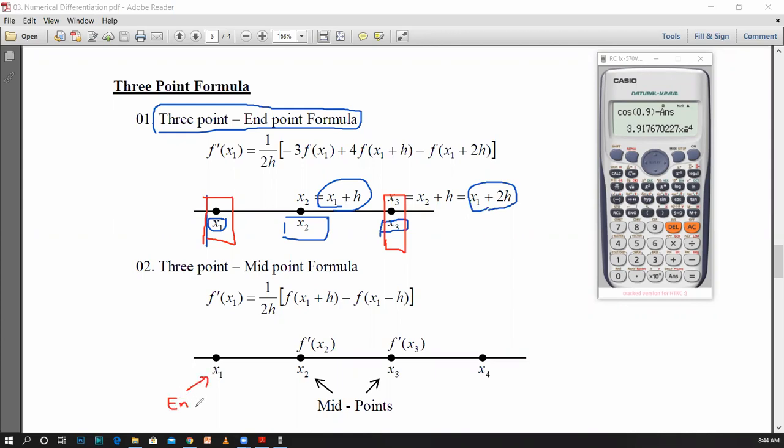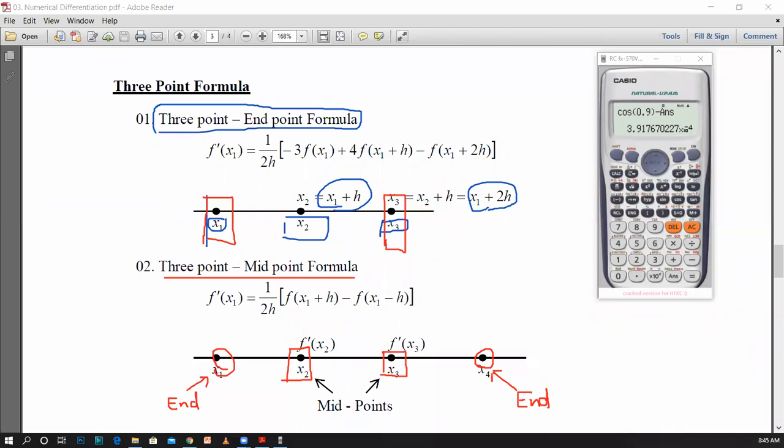These are the two endpoints we are using. Therefore, if you are using the 3-point endpoint formula, you can use it to identify the value at x1 and the value at x4. And if you need to identify the value of f dash x at point x2 and point x3, then definitely we have to use the 3-point midpoint formula. It is because these points are not the endpoints.